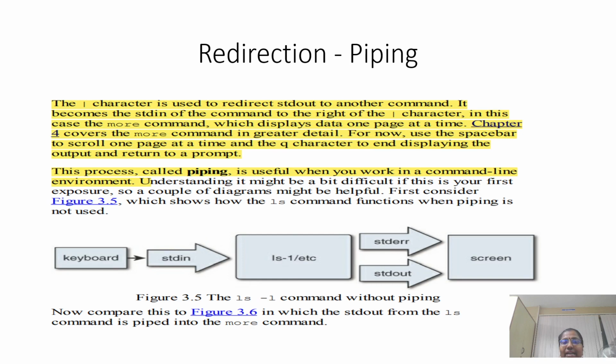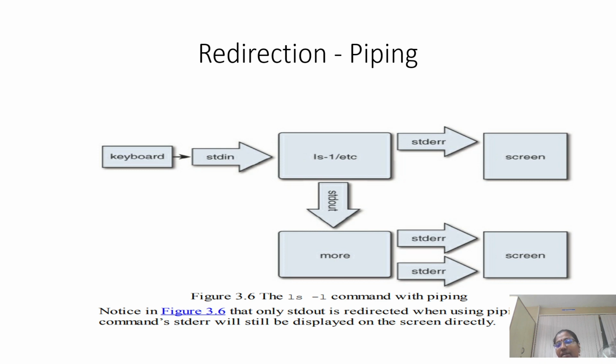This shows how the ls command functions when piping is not used. If you are not using piping, as I told you, thousands of files may be in your system, and you can only view the last 20 lines or so. If you give the output of ls -l to the more command and send that standard out to the screen, then you can view all the files page by page. This process is called piping. This is the ls -l command with piping.